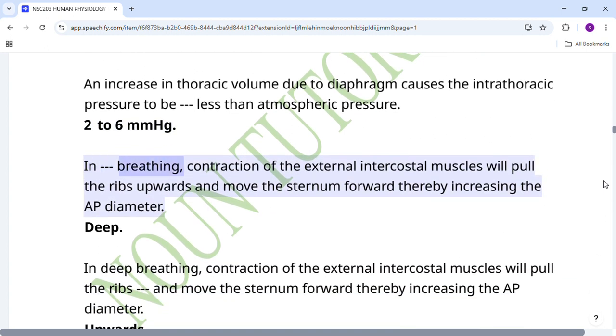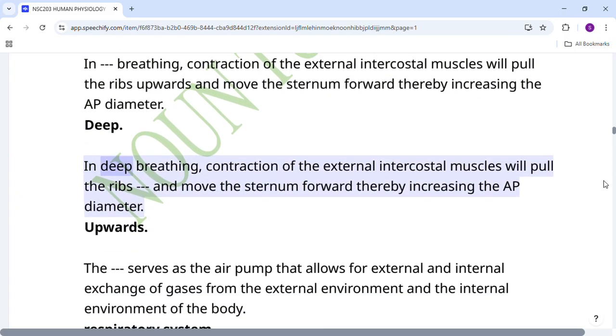In deep breathing, contraction of the external intercostal muscles will pull the ribs upwards and move the sternum forward, thereby increasing the AP diameter.